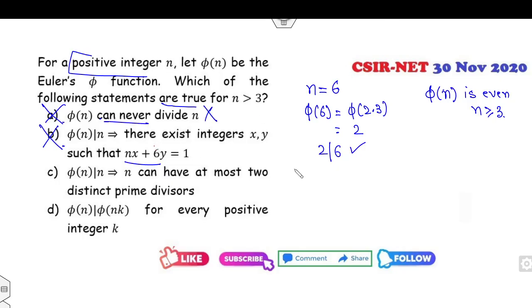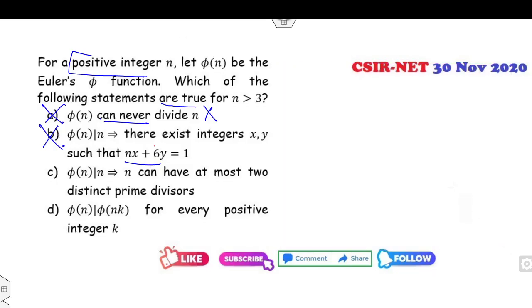If you look over the same example, n is 6: 6x plus 6y is equal to 1. So is it possible for integers? Not possible. Moreover, the GCD of 6 comma 6 is 6, which does not divide 1. So again, the first and second options are cancelled out.